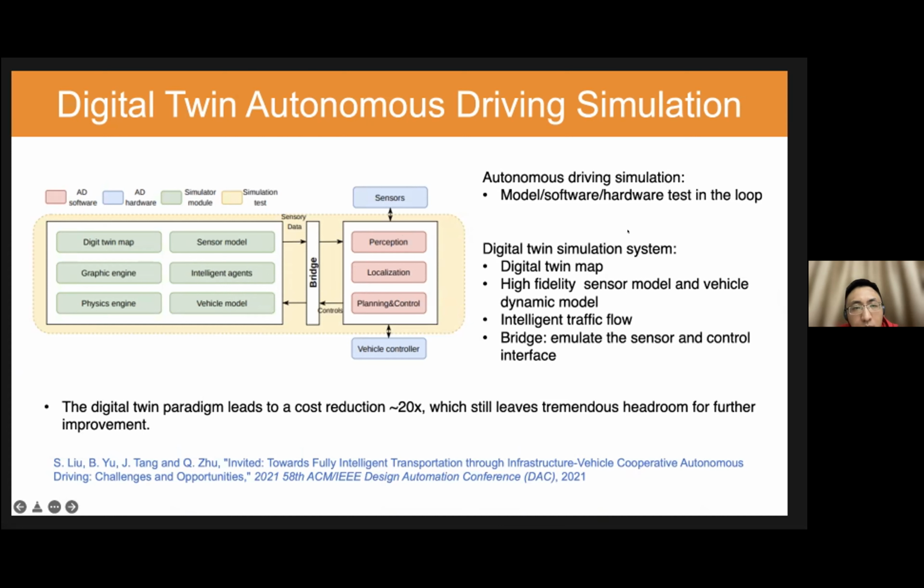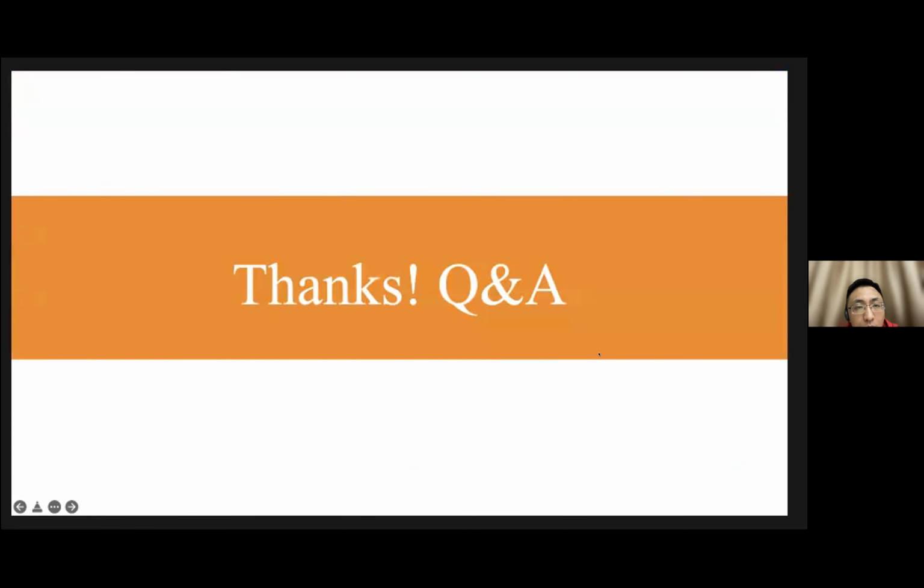So the system supports end-to-end algorithm testing and also supports model, software and hardware testing in the loop. Based on our evaluation, by putting a physical test into the virtual digital twin environment, the testing and data collection costs can be greatly reduced. Okay, that's the end of my talk. Thank you very much.